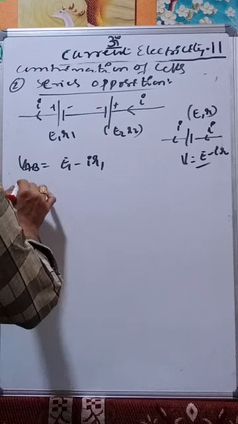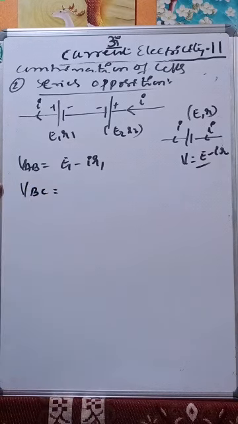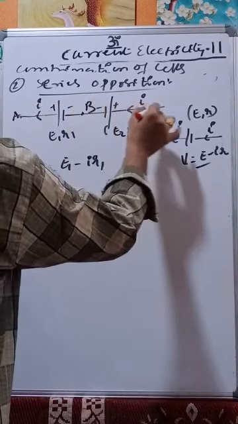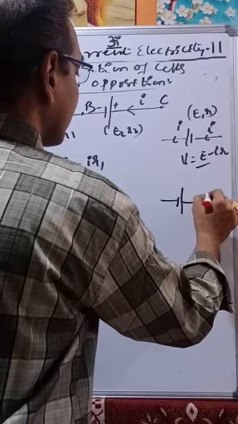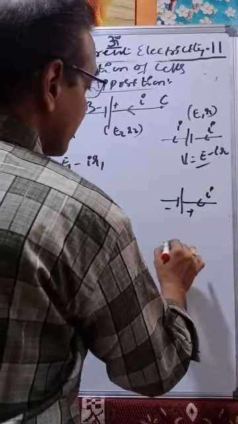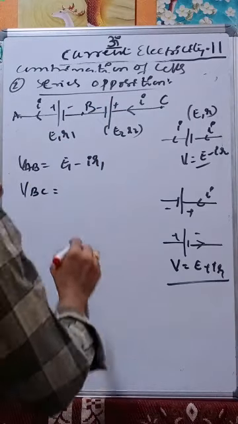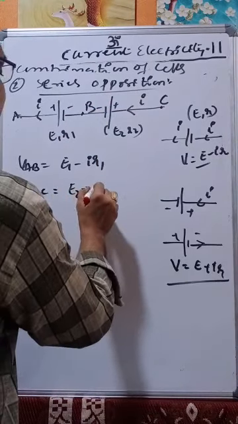Now, what is VBC? Let us say this is A, this is B, previous case only, this is C. Now, what is VBC? For VBC, current is flowing like this, minus plus. Positive, negative, both are same. Yesterday only, in class 10, I have explained this one. This is a discharging case, this is a charging case, E plus IR. Here the current is flowing from anode to cathode, therefore VBC is equal to E2 plus IR2.